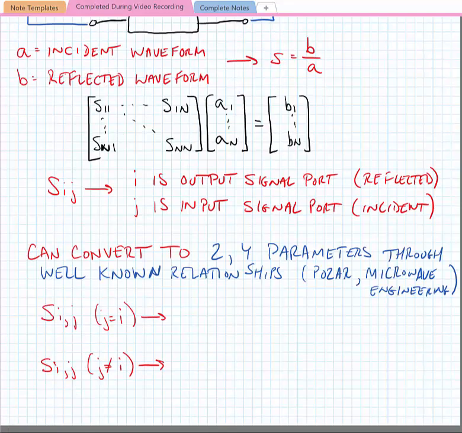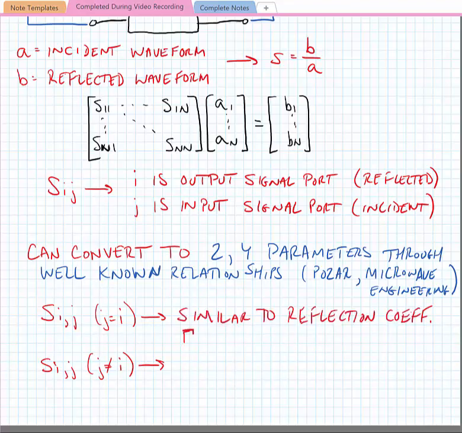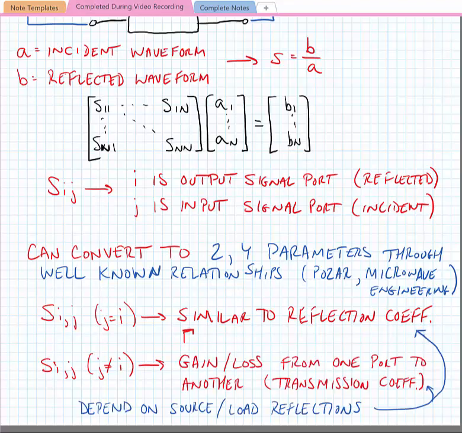If we're looking at a parameter Sij, where J is equal to I, this is going to be similar to looking at a reflection coefficient, or gamma. If we're looking at Sij, where J is not equal to I, this is like a gain or a loss from one port to another, or a transmission coefficient. Now, it's important to note that these are not exactly reflection coefficients or transmission coefficients because they depend upon the source and load reflections. But in certain cases, we can treat these like they're reflection coefficients. For instance, if there isn't a lot of reverse transmission in a structure, or if the ports are terminated with conjugate loads.